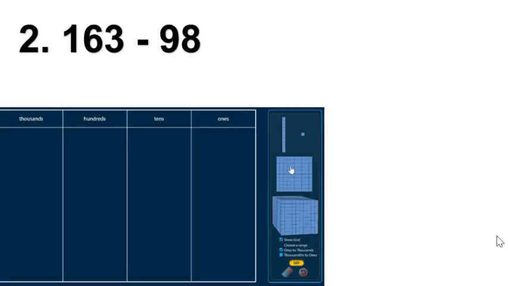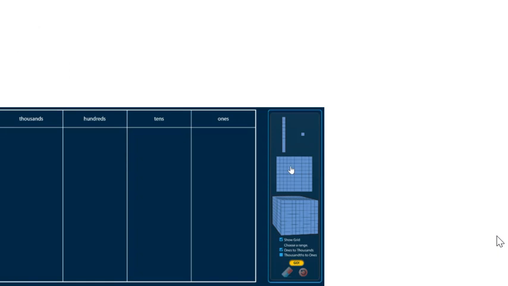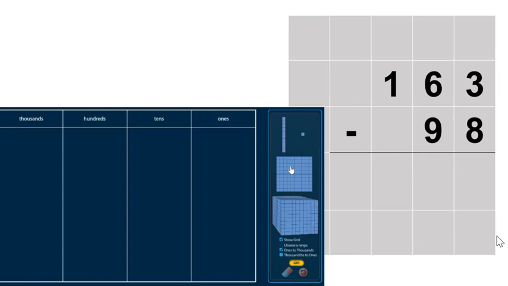Let's do the next one. Number 2, 163 minus 98. Pause the video, scroll down to make your answer choice, and then come back up to check your answer. I put it on a grid to help me line up my ones place, my tens place, hundreds, and so on.